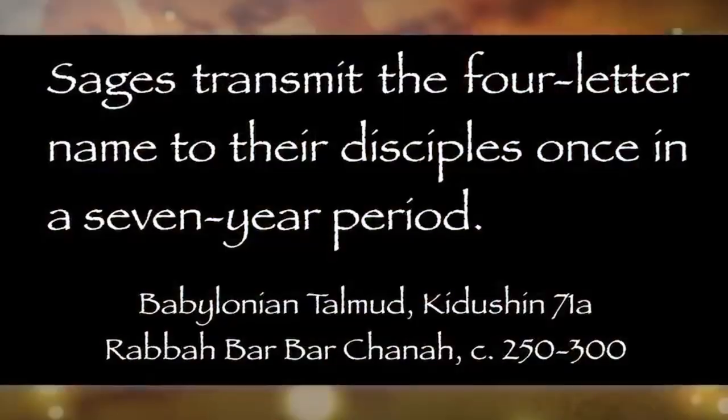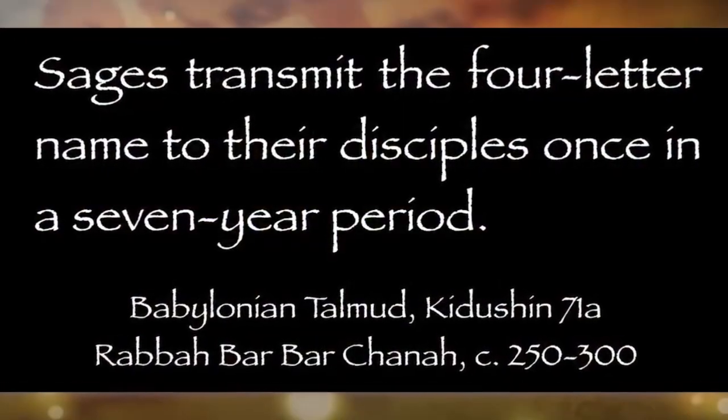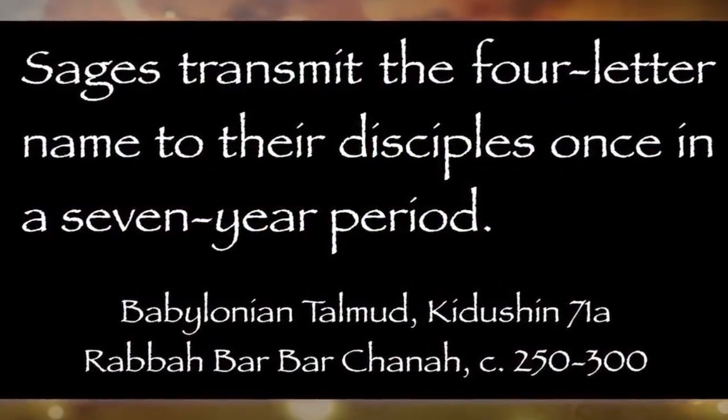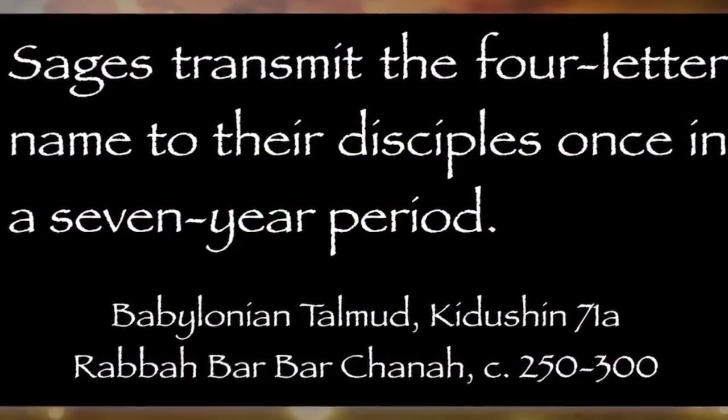But I never even really asked the question, what do the rabbis say the name is? And it is a good question. We have an actual conspiracy that's described in the Babylonian Talmud, the Tractate of Kiddushin 71a, and we even have the name of the head conspirator. His name is Rabbi Bar Bar Chana. It's kind of a hard name to say. Rabbi Bar Bar Chana, and he lived around the year 250 to 300 AD. And he says as follows. He said, sages transmit the 4-letter name to their disciples once in a 7-year period. So what he's describing is, by the year 250, Jews were no longer commonly speaking the name.